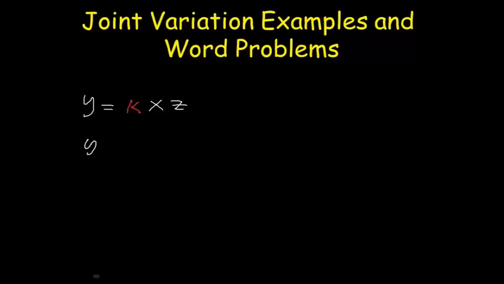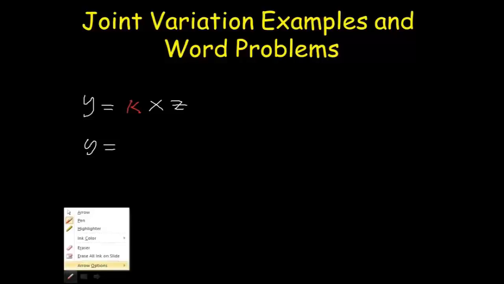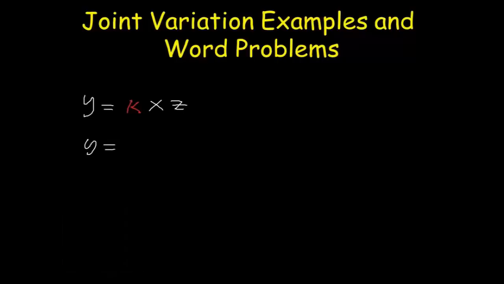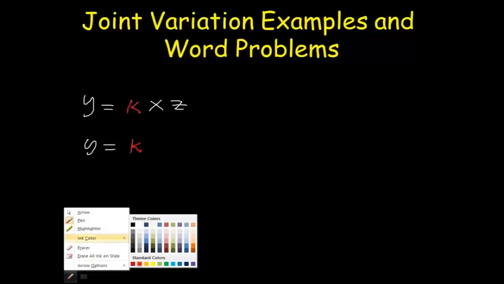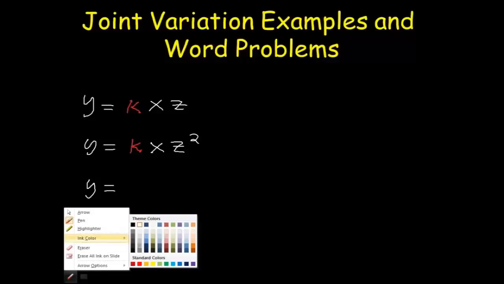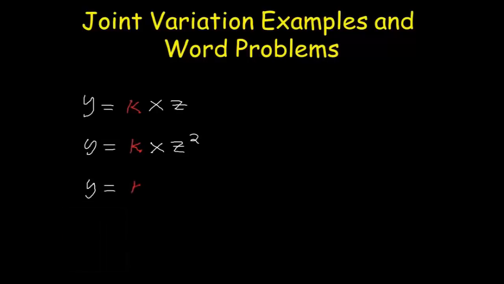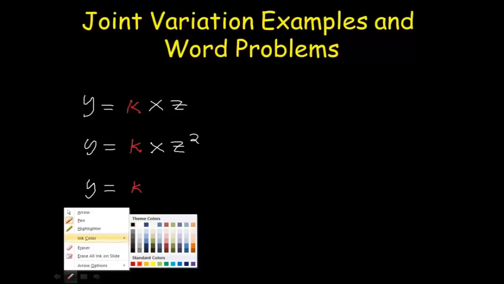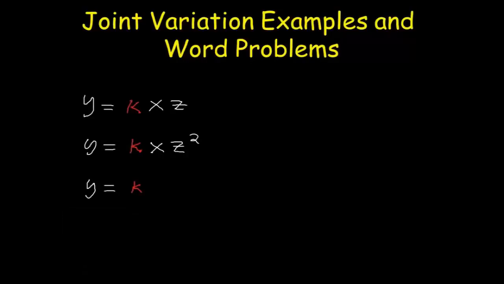There is also y is equal to the constant of variation, which is k, multiplied by x and z squared. And we also have y is equal to k multiplied by w, multiplied by x, and multiplied by z.